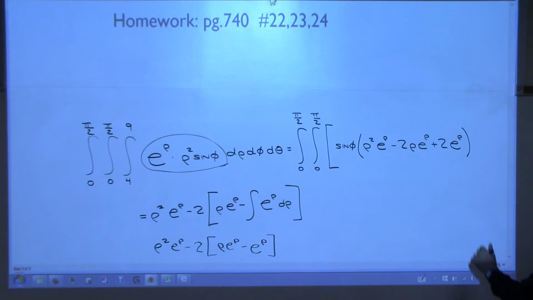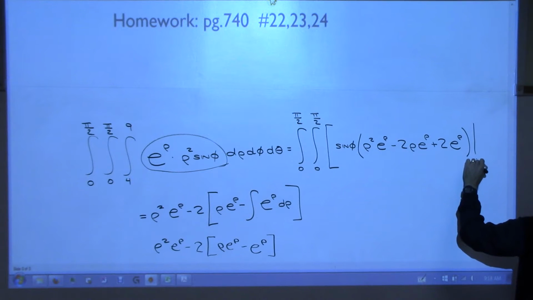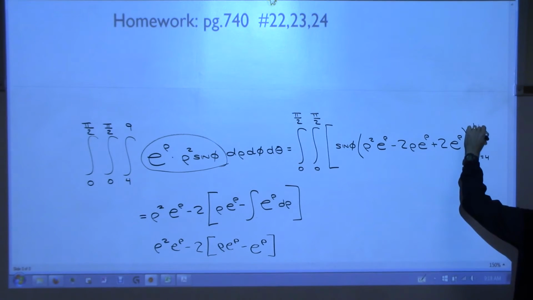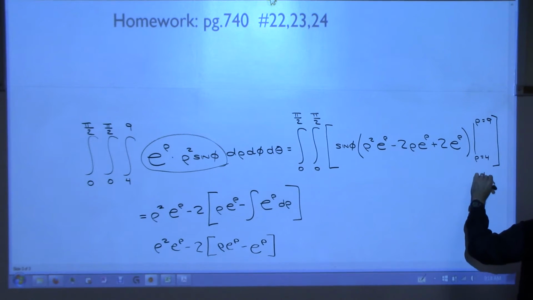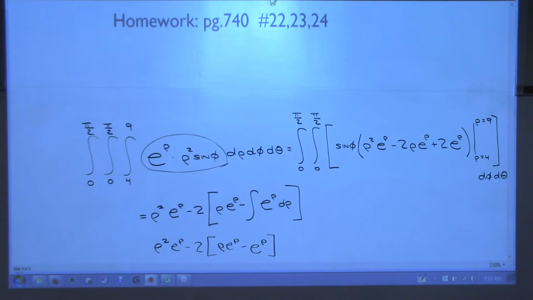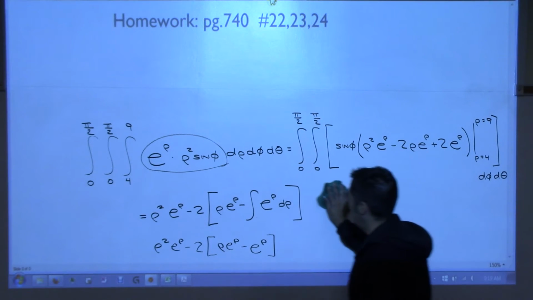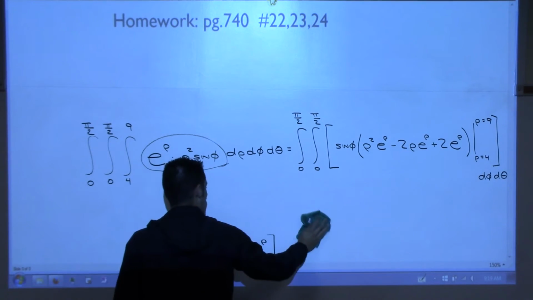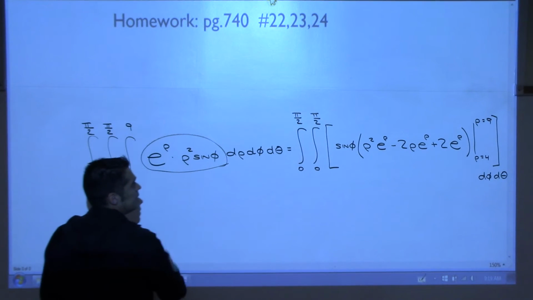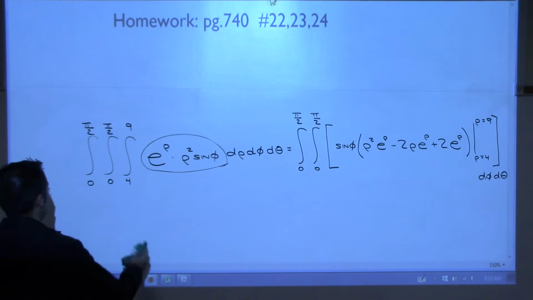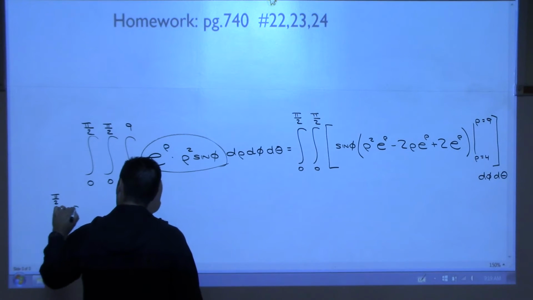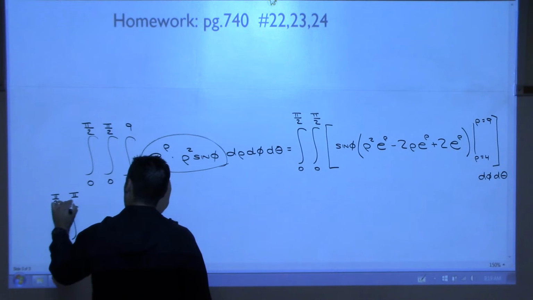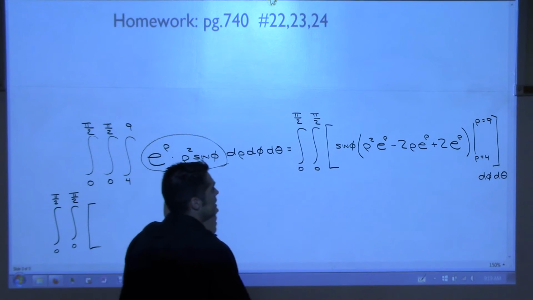And I'm evaluating that from rho equals 4 to rho equals 9. And then I still have d phi d theta. So I've got to replace all my rhos with 9 and then all my rhos with 4 and then subtract. So let me try that. This is going to be integral 0 to pi over 2, integral 0 to pi over 2. All right, let's plug in 9 for rho.